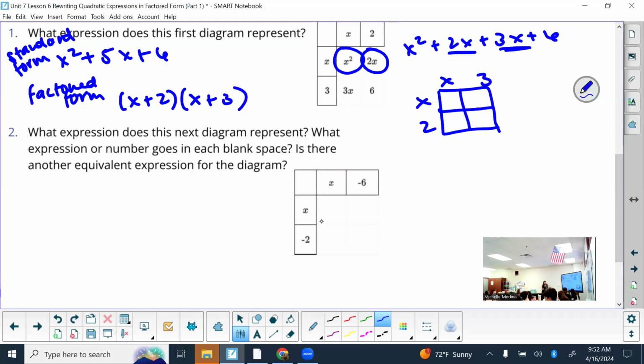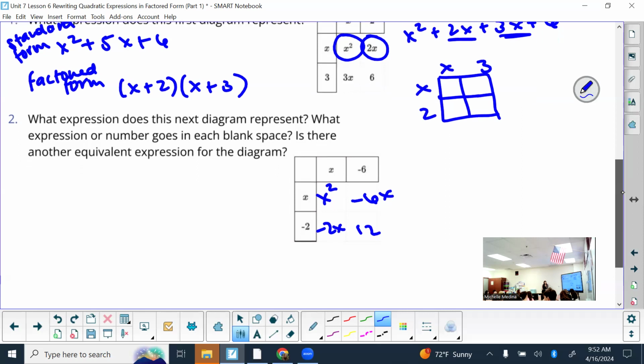So table 9, what goes here where my mouse is? X squared, good, X times X. Table 1, what goes here where my mouse is? Good. Table 2, what goes here? And table 3, what goes here? Is it positive or negative? Positive, because we have a negative times a negative. When you multiply an even number of negative times, your answer is positive.